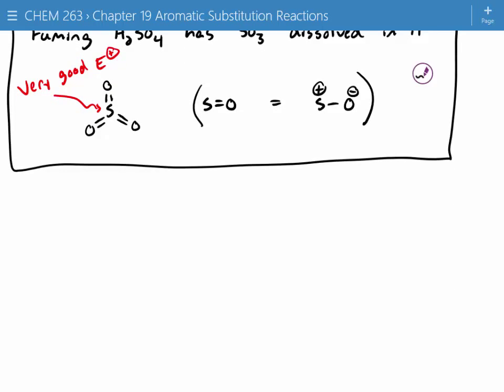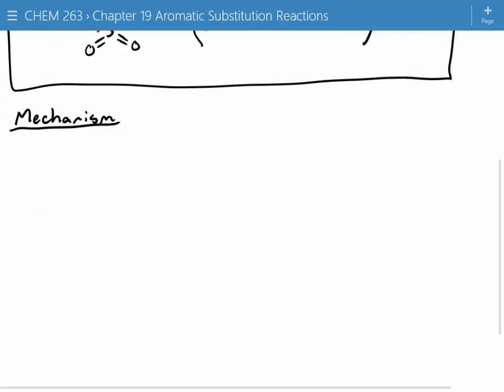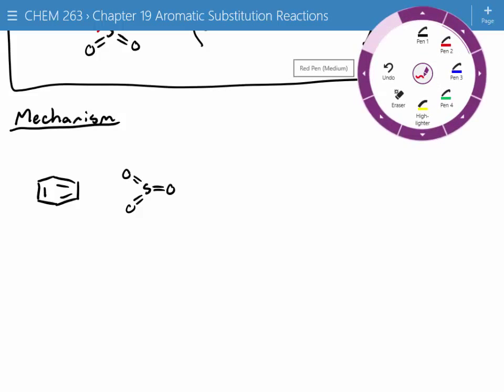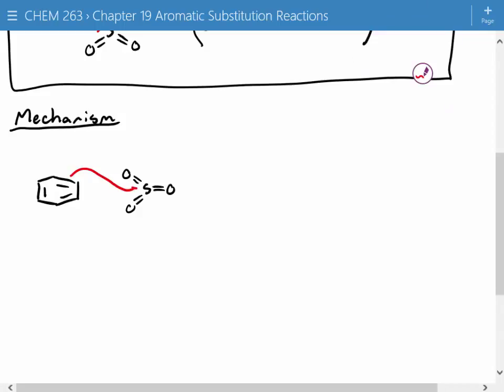All right, so the mechanism starts with benzene again. And we're going to react this with our sulfur trioxide. So this double bond will attack that sulfur, and we can have it kick up electrons onto this oxygen.